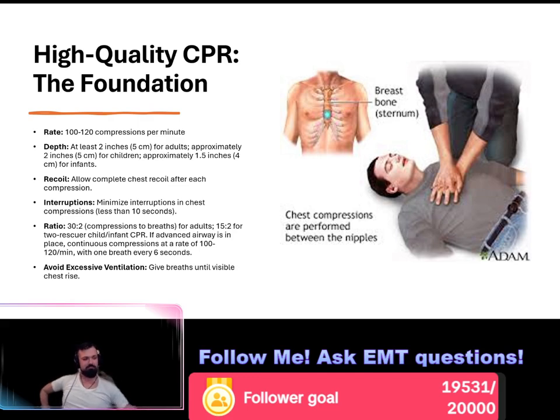So would it go alongside what you said, that for children and infants it's more dependent on ventilations, and for adults it's more the compressions? Yes, that's the primary factor, and let's build off that though.